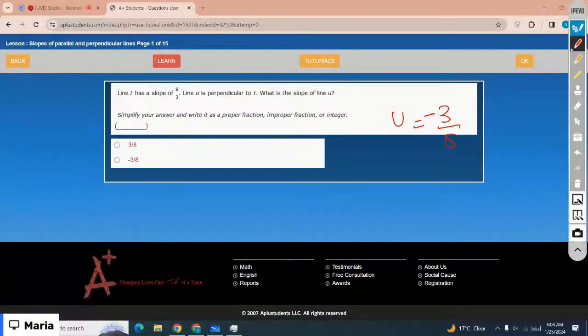Line T has a slope of 8 over 3 and line U has a slope of negative 3 over 8. When two lines are perpendicular, they have slopes that are negative reciprocals, right? That is negative 3 over 8. Option number 2 is the correct option.